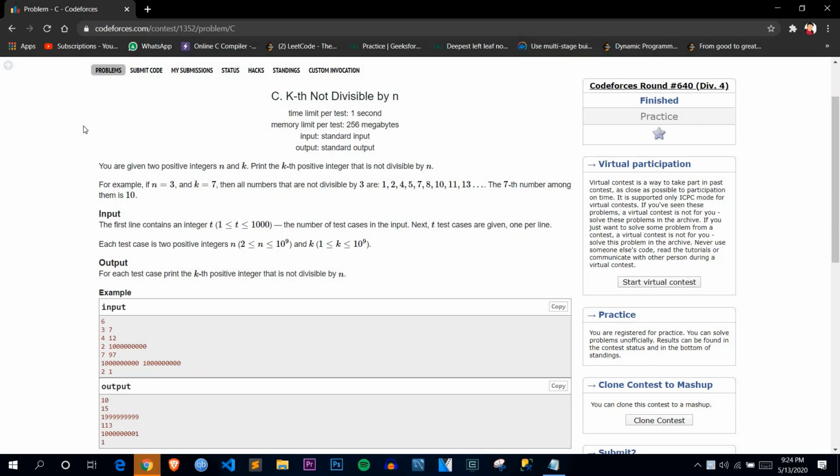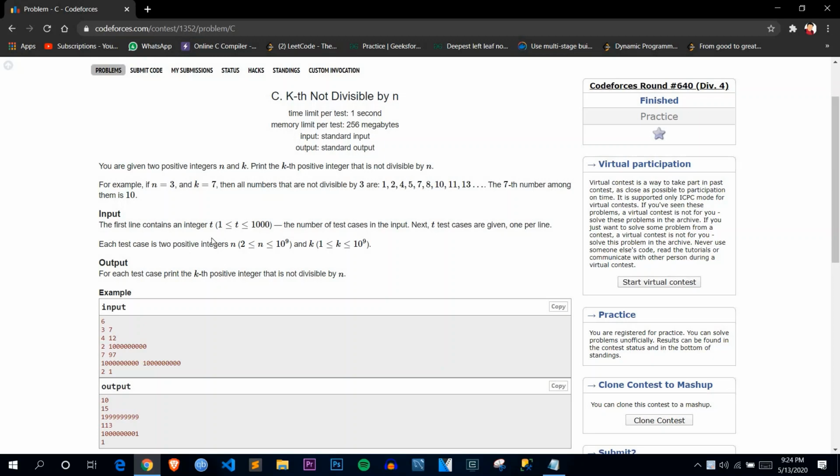What it says is if n is 3 and k is given 7, then we have to find the 7th term in a series of terms which is non-divisible by given n, which is 3 in this case. So this is the series of terms which are not divisible by 3: 1, 2, 4, 5, and so on. And the 7th term of this series is 10. So we have to print 10.